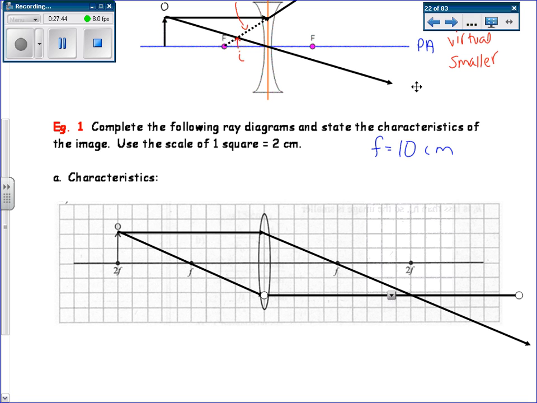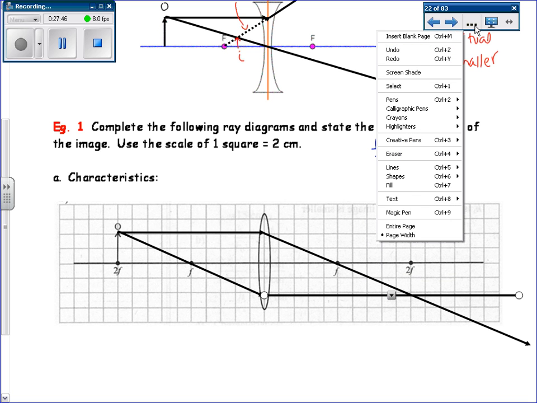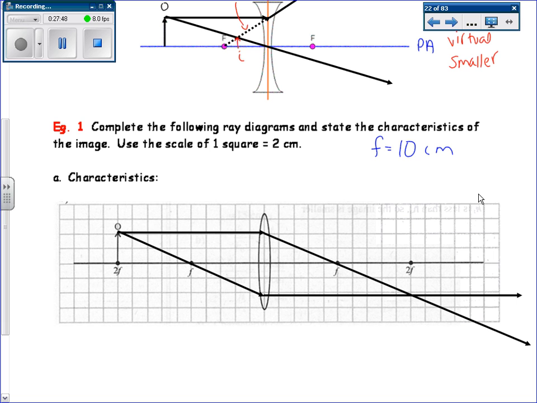So, and then you can test it with your third rule, which is that a ray through the center of the lens doesn't refract at all. It just goes straight through. Okay, so that would be my image.